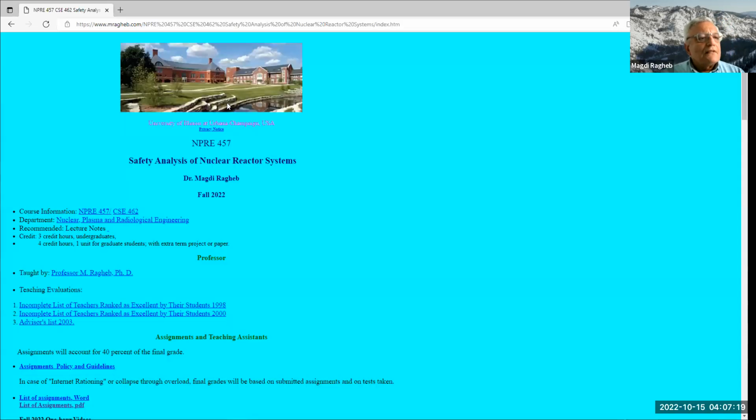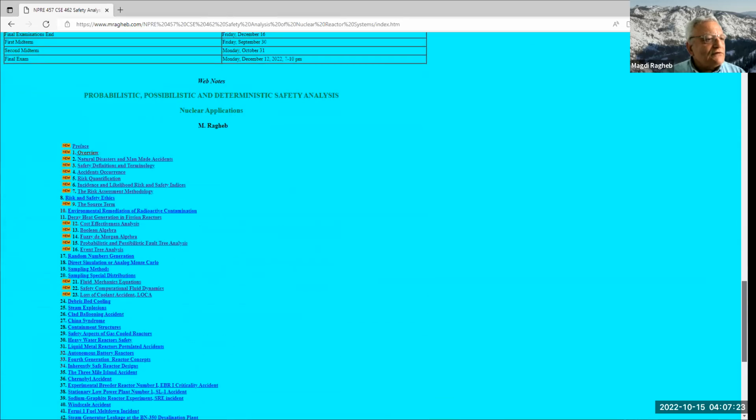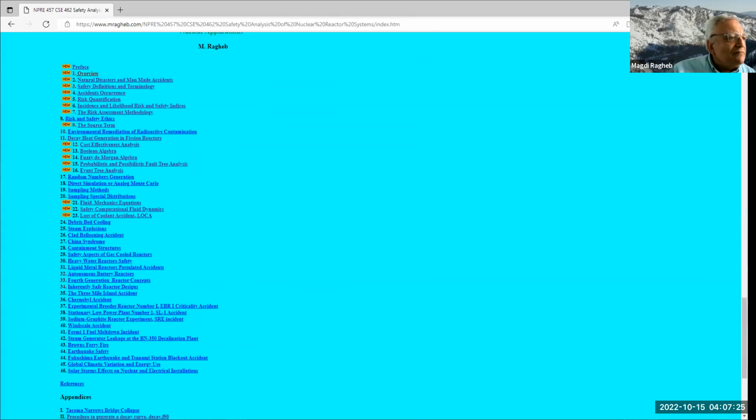Here it is. So again, we have those two chapters to cover. Let's pick one of them and then go to the other one. So chapter 10, the environmental remediation of radioactive contamination. Let's cover that one today and then leave it for Monday to cover the decay heat generation from those fission products that we identified in the source term.